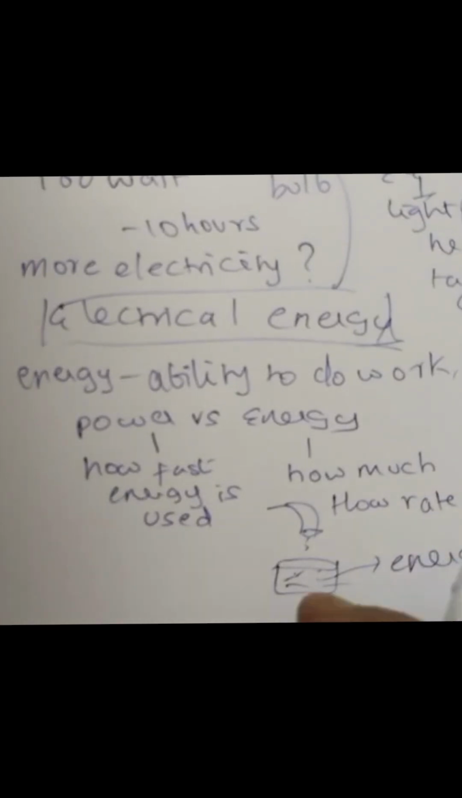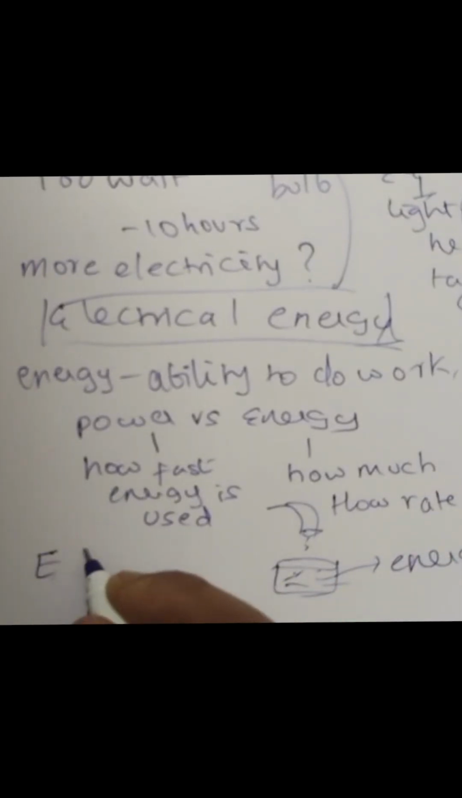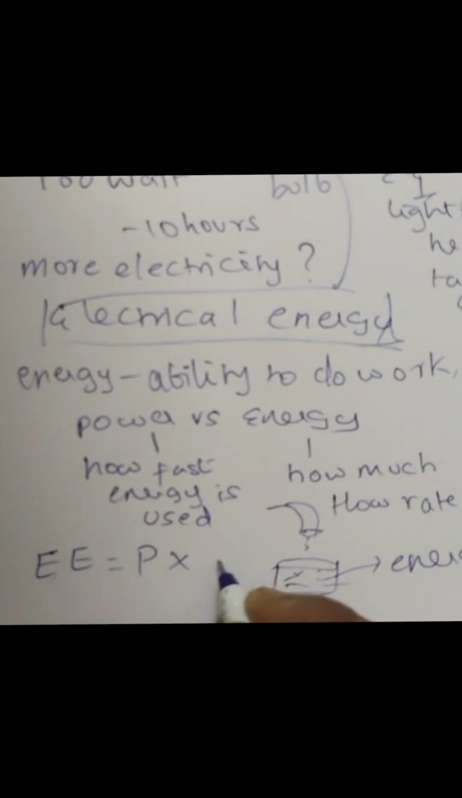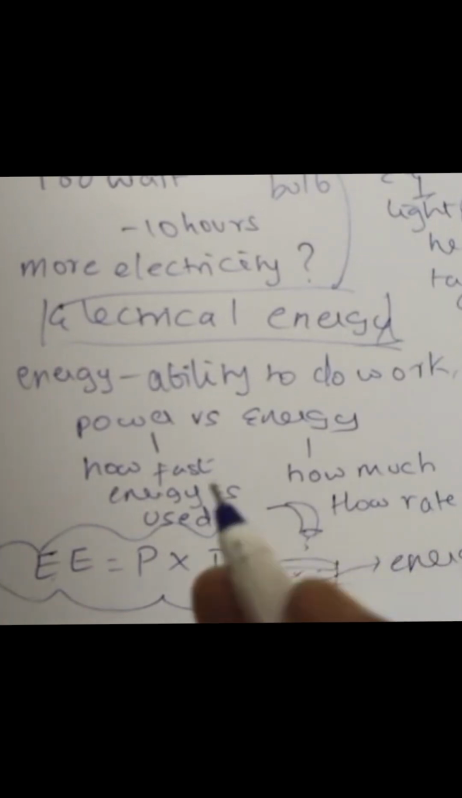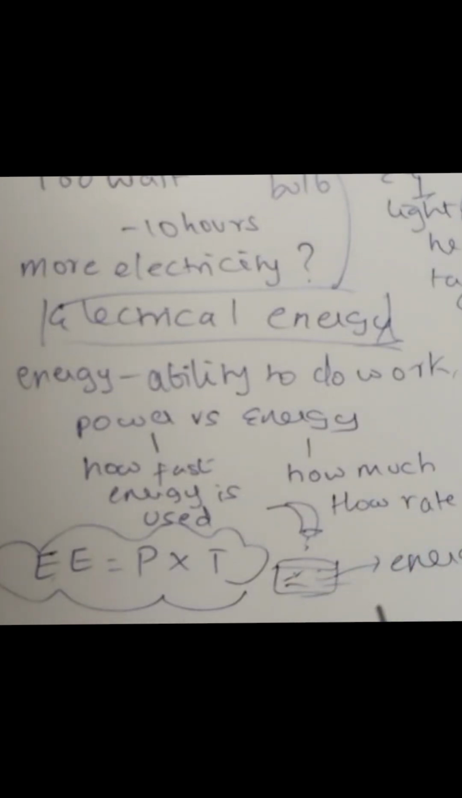The faster flow fills the bucket more quickly, but the amount collected depends on flow rate and time. So electrical energy equals power times time. This is an important formula: E = P × t, where P is the power and t is the time. This simple equation explains why the time an appliance runs is just as important as its power rating.